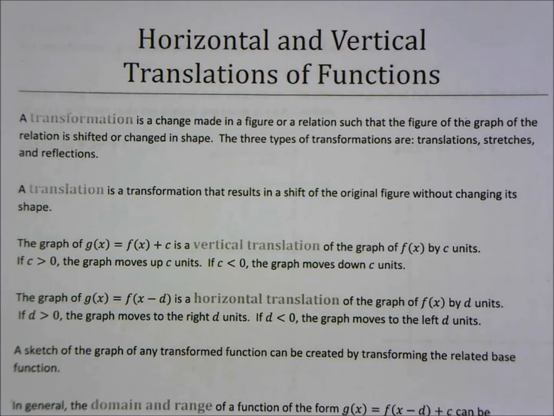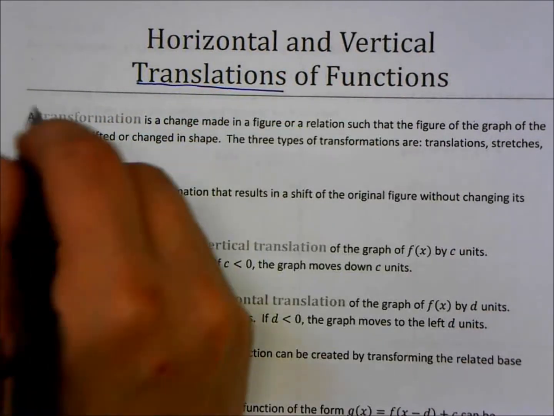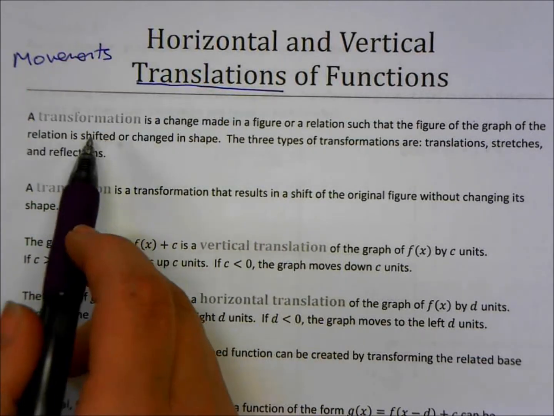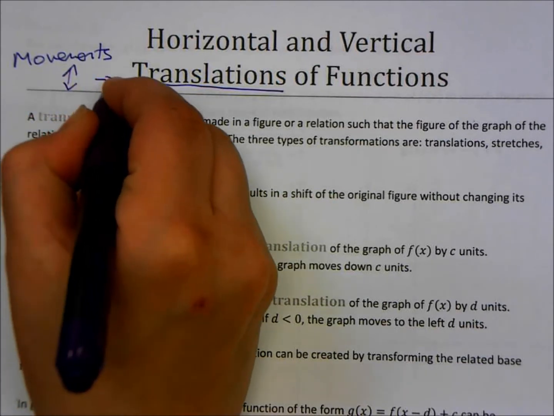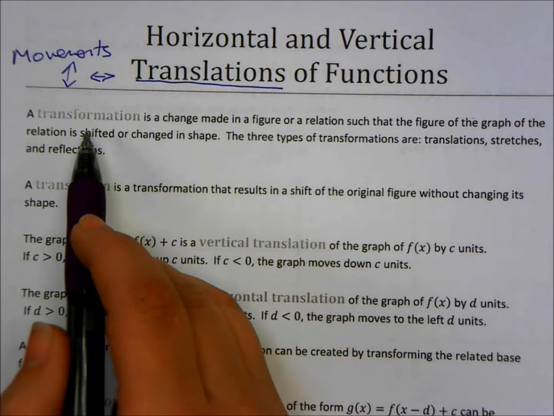In section 3, we're going to talk about horizontal and vertical translations of functions. Translations means movements. A translation is a move either up and down or side to side. The general shape stays constant, it just moves up or moves down, or moves to the left or moves to the right. In general, a translation is a type of transformation.